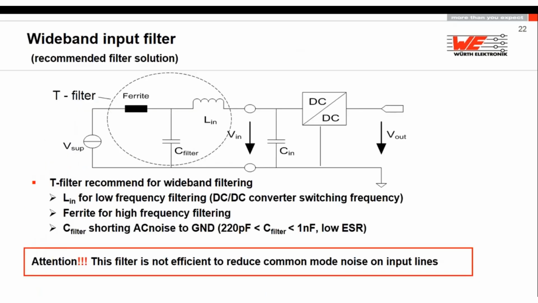If you want to do something better, in addition to the inductor you can add a ceramic capacity of value 220 pico, maximum 1 nano, with very low ESL. You can take a multilayer ceramic one and add a chip ferrite bead in series. You build like a P filter, a T filter, sorry, a T filter.